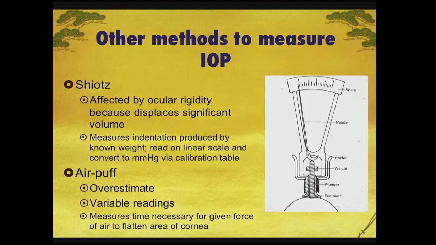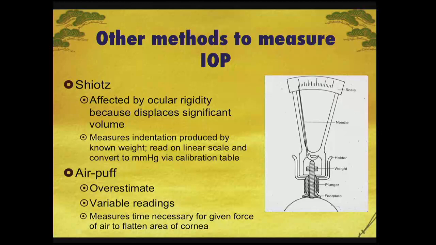Other methods to measure pressure: the Schiøtz applanator. This one's not used very much anymore, but basically you put a known weight on the device, and then you read off the linear scale up here. This is for the residents who probably haven't seen this. You read off the linear scale here, and then you go to a calibration table for the specific weight, and it tells you what the pressure is. There are some disadvantages of this because it does displace a significant volume. It really indents the cornea, so it can displace a significant volume of aqueous humor. So this is going to be very affected by ocular rigidity variations.